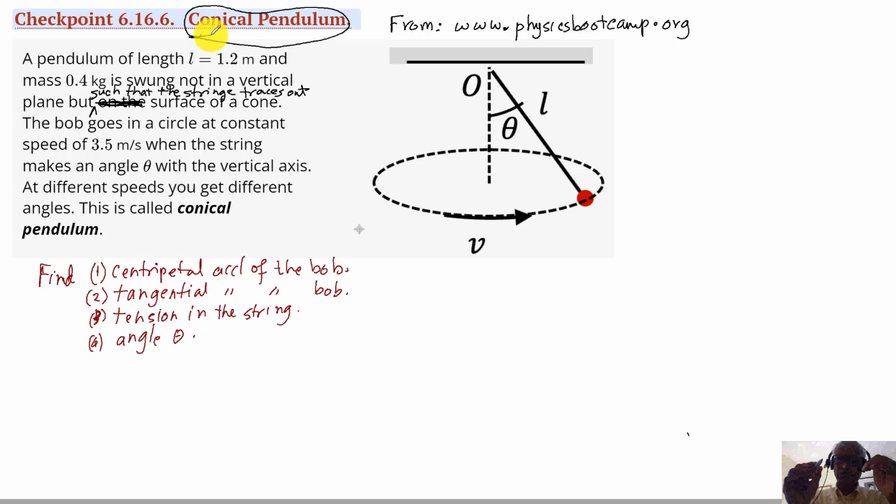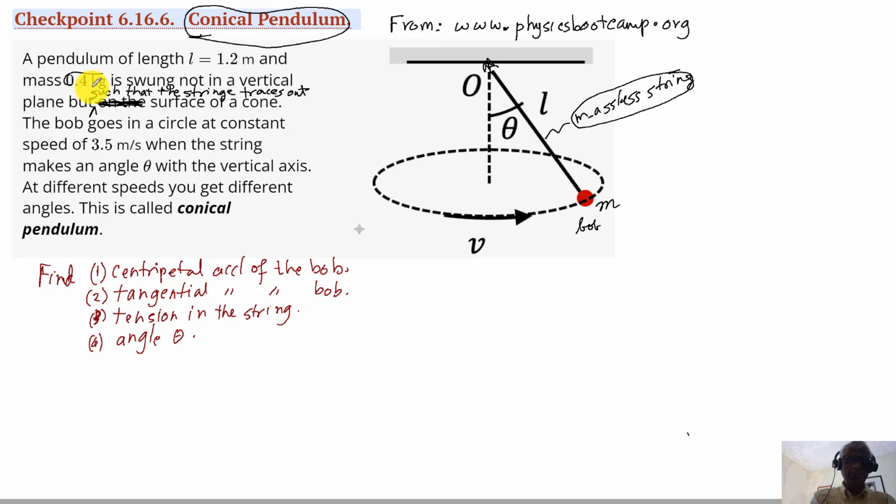It's a regular pendulum where you hang a bob of mass m, which is given to be 0.4 kilogram, with a massless string. This is one of the assumptions we make. And you swing it so it goes in a circle.